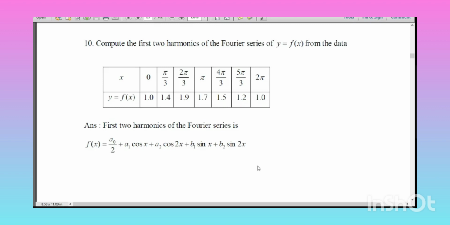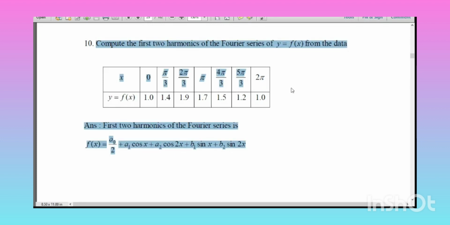Okay. So here, 0 to 2 pi, you can see the problem is compute the first two harmonics of the Fourier series of y is equal to f of x from the data. In the data, there is x and f of x. So x values are 0, pi by 3, 2 pi by 3, pi, 4 pi by 3, 5 pi by 3, 2 pi. Y is equal to f of x. So that is given: 1.4, 1.9, 1.7, 1.5, 1.2, 1.0. The x values, that is the interval 0 to 2 pi.